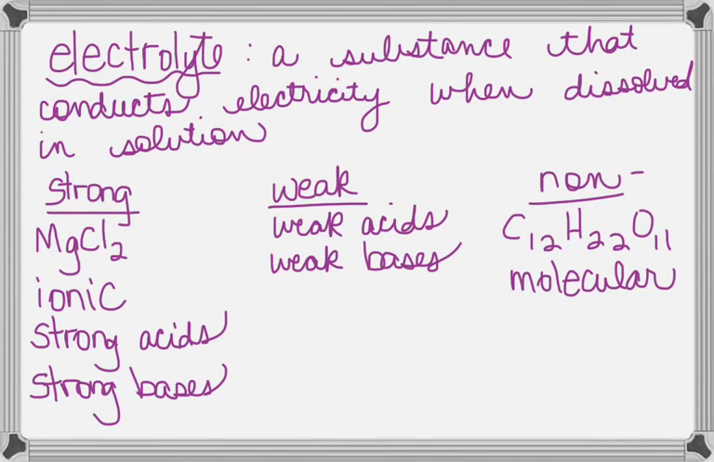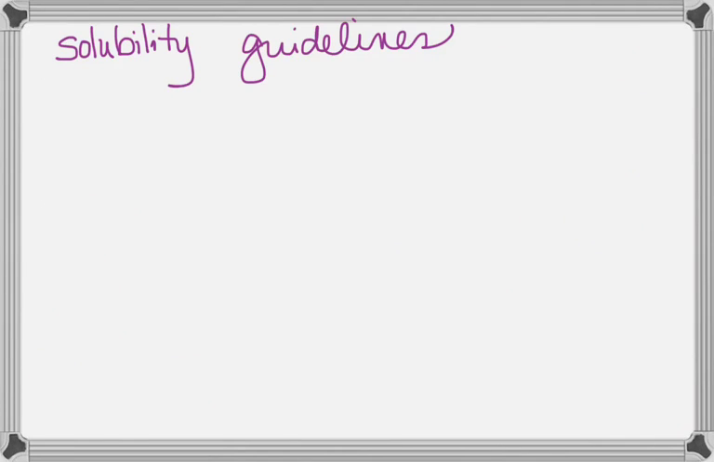The definition of an electrolyte says that it's a substance that conducts electricity when it's dissolved in solution. Well, how do you know if something dissolves in solution? Because not every compound will dissolve. There's a table in your book, a solubility table. This table tells us whether a compound is soluble or not. What does soluble mean?